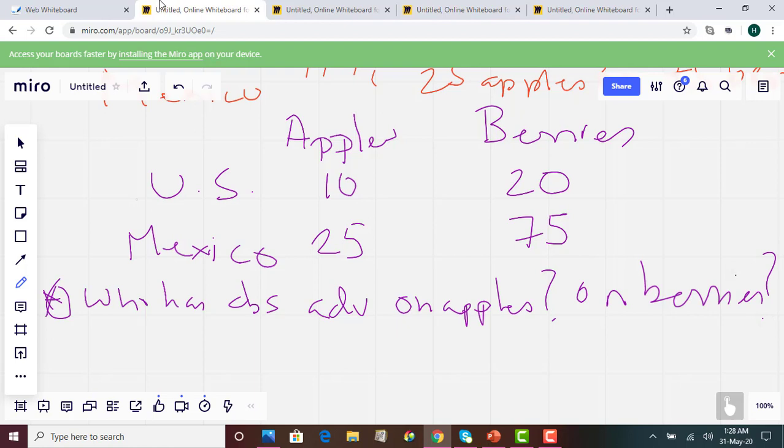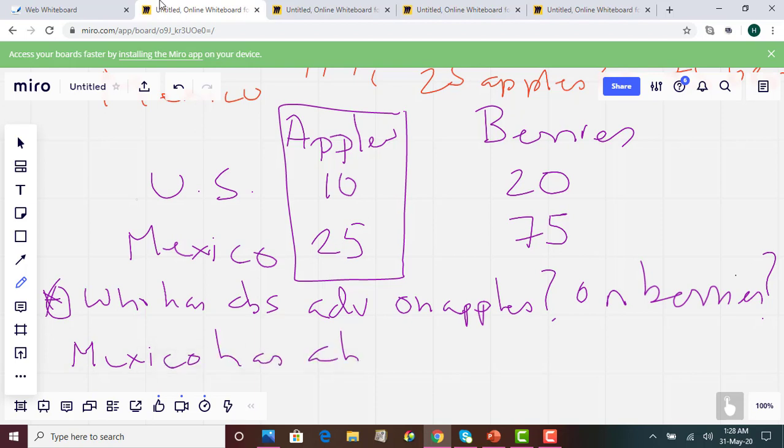Okay, so based on this table, with the same amount of resources, let's first look into apples. Let's look at this column first. USA can produce 10 apples and Mexico can produce 25 apples. So who can produce more? Basically Mexico can produce more. So Mexico has absolute advantage on apples.